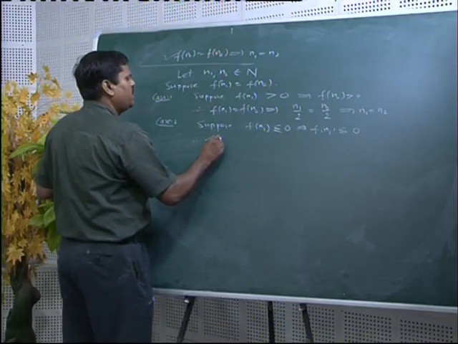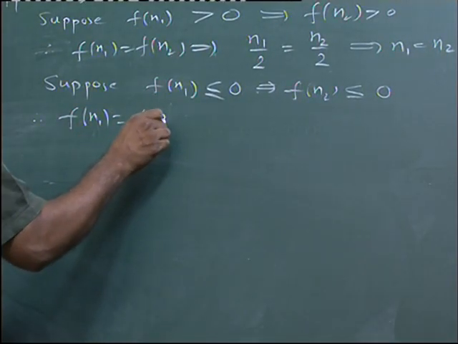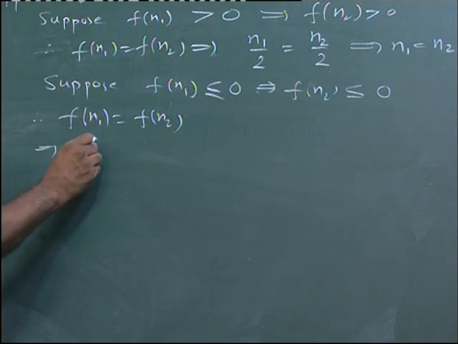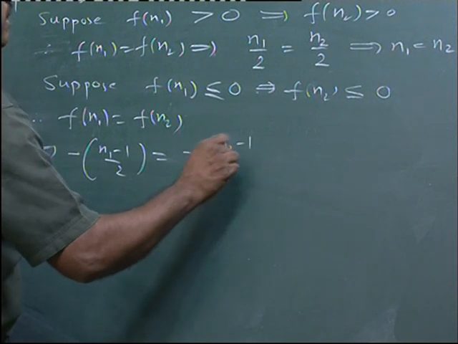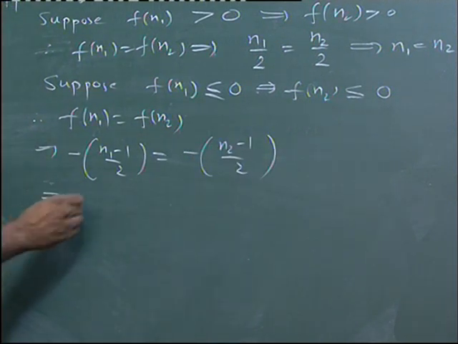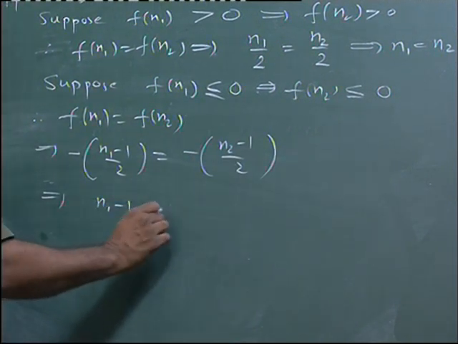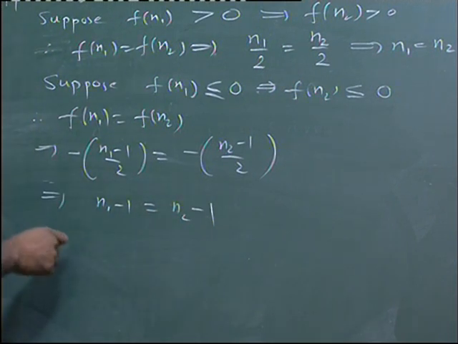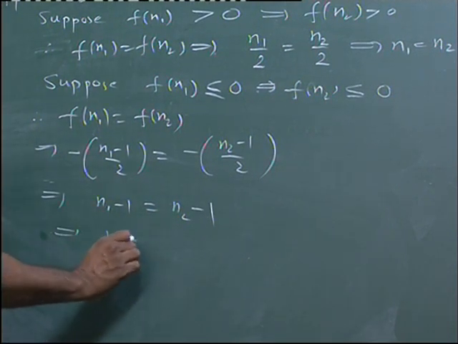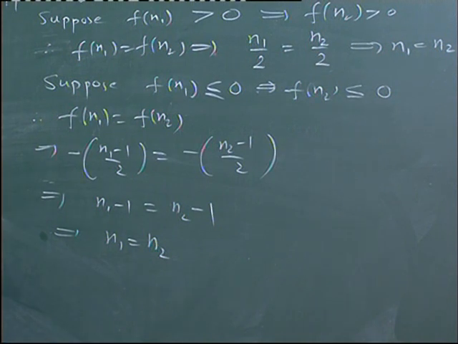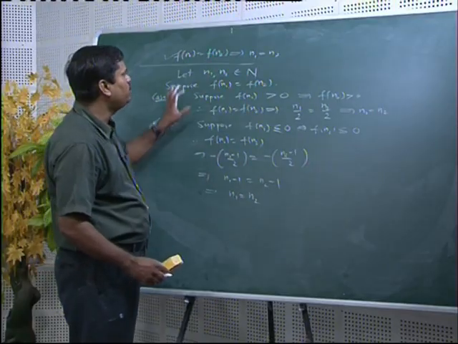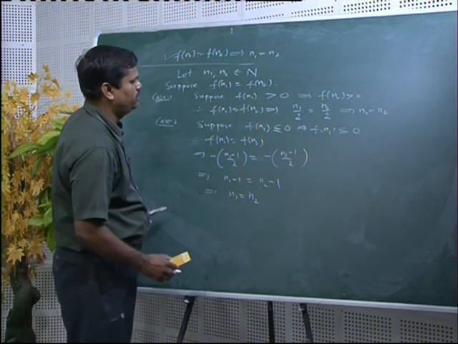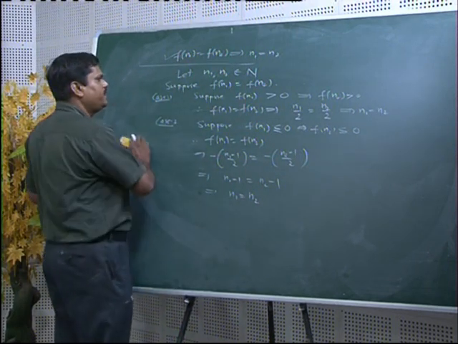So, both the values are of the type minus of (n minus 1) by 2. So, from this condition f(n1) is equal to f(n2), we get minus of (n1 minus 1) by 2 is equal to minus of (n2 minus 1) by 2, which implies n1 minus 1 is equal to n2 minus 1, cancelling minus 1 by 2, and this gives us n1 is equal to n2. Okay. So, again also we have proved here f(n1) is equal to f(n2) implies n1 is equal to n2, hence the function f is 1-1 function.